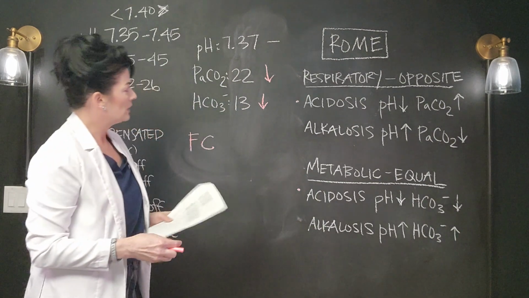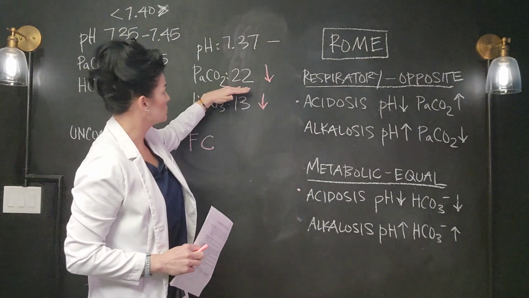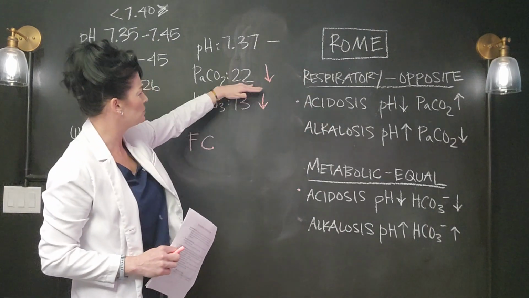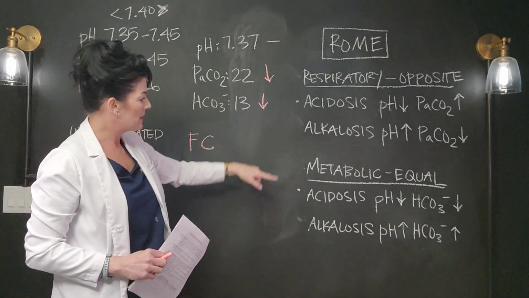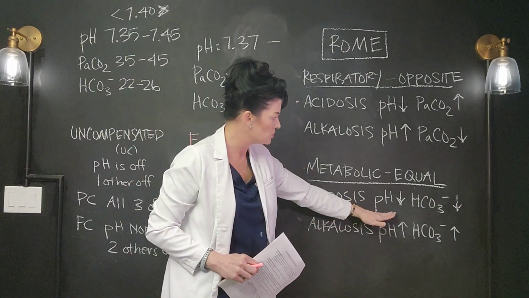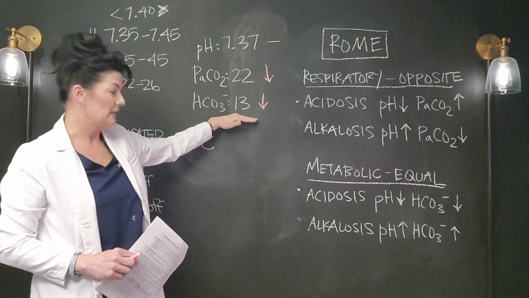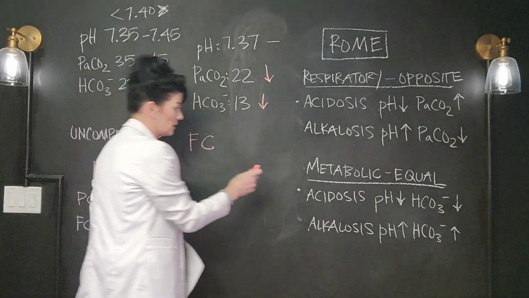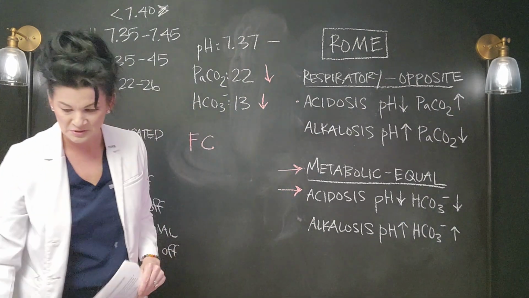All right, so let's see what matches. With respiratory acidosis, our partial pressure of CO2 is increased. Is that happening? No, it is not. In metabolic acidosis, pH is low, and our bicarb is decreased. Is that happening? It absolutely is. So your patient is experiencing fully compensated metabolic acidosis.